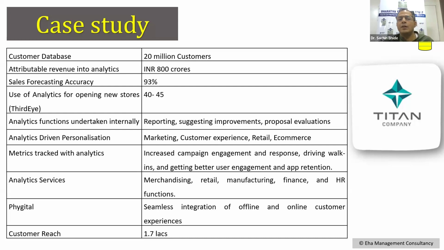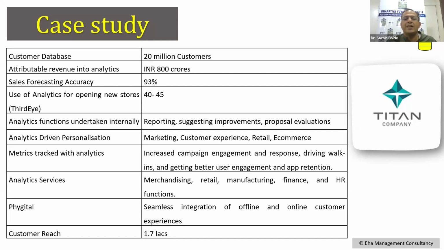Titan could start 40 to 45 new stores because of business analytics. They use a tool called Third Eye, and with the help of business analytics, they can identify the areas where they can start a new store. So this tool is helping them not only in communicating with the customers, but also in identifying newer locations for store opening.